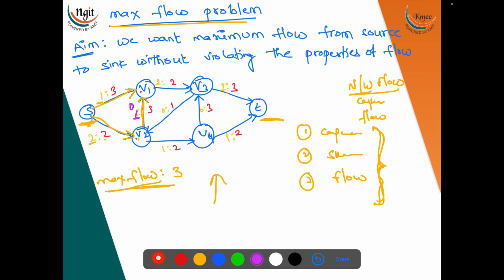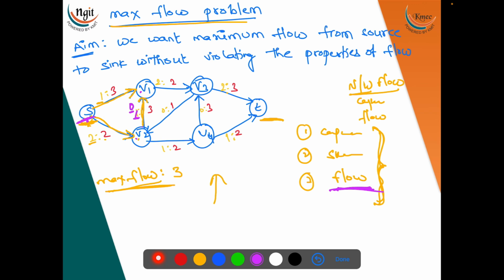When I decrease this, I have to check whether flow conservation is maintained or not. Because in the beginning of this video I said very clearly that in order to pull out the maximum flow, flow conservation has to be maintained, that the outgoing flow should be equal to the incoming flow. Now the incoming flow of V2 is 2. You also have to check whether it is maintained.